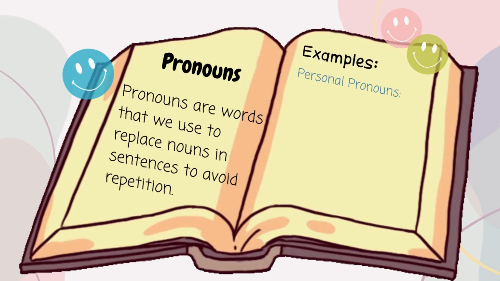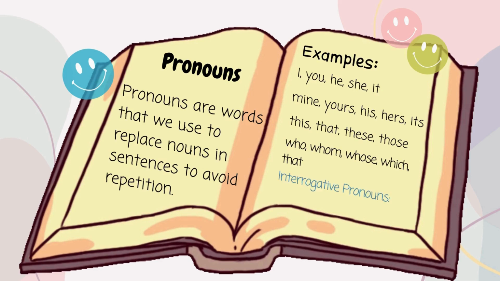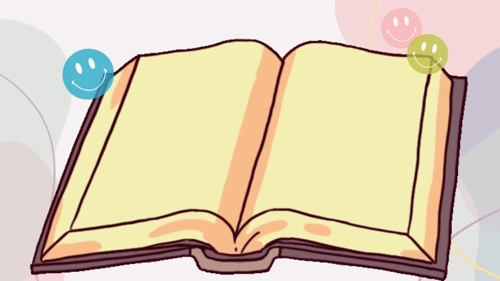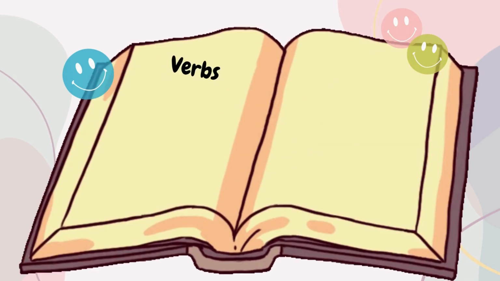Pronouns. Pronouns are words that we use to replace nouns in sentences to avoid repetition. Examples: personal pronouns, I, you; he, she, it. Possessive pronouns: mine, yours, his, hers, its. Demonstrative pronouns: this, that, these, those. Relative pronouns: who, whom, whose, which, that. Interrogative pronouns: who, whom, whose, which, what. Now let's find the pronouns in this sentence. It's she and her.